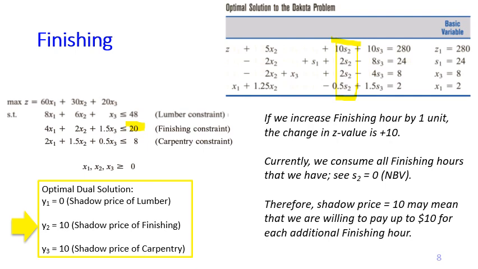So the shadow price 10 may mean that Dakota is willing to pay up to $10 for each additional finishing hour. Because by having one additional unit of finishing hour, the revenue or the Z value will be increased by 10. So Dakota is willing to pay up to $10 for each additional finishing hour.